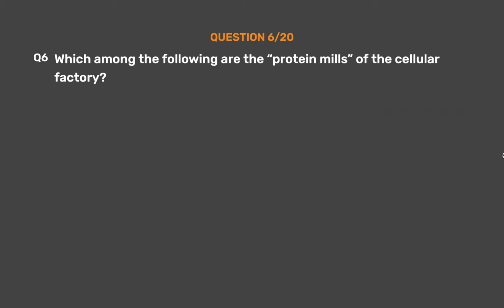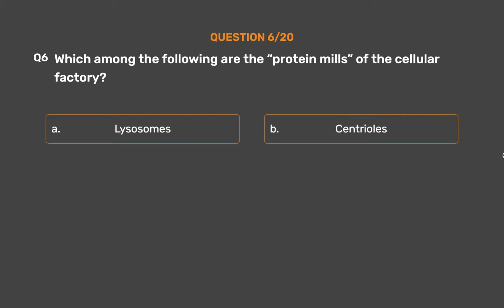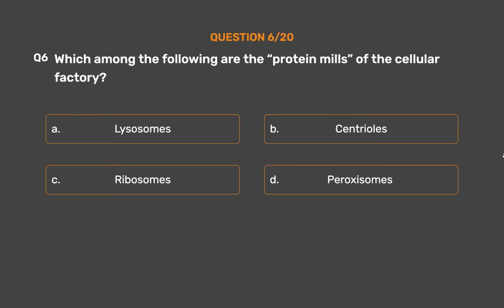Question number 6. Which among the following are the protein mills of the cellular factory? Option A, lysosomes. Option B, centrioles. Option C, ribosomes. Option D, peroxisomes.